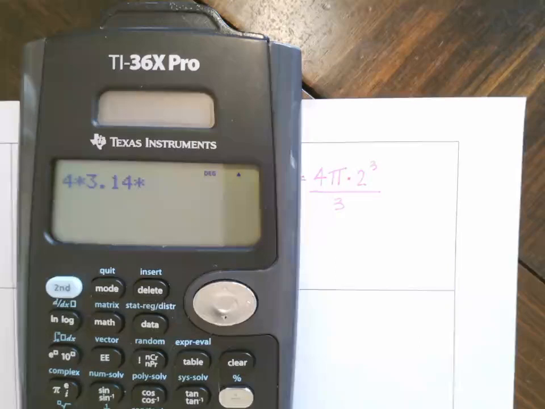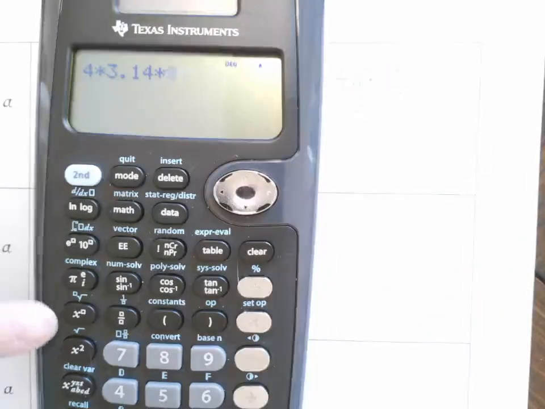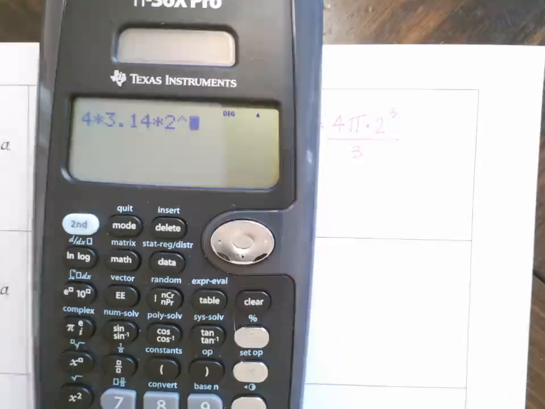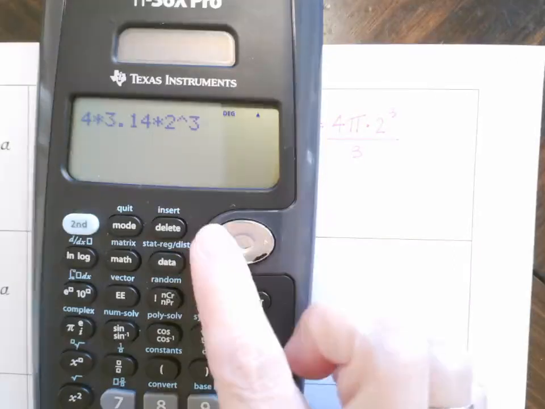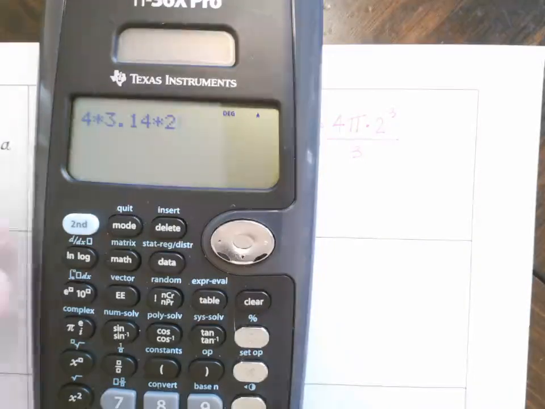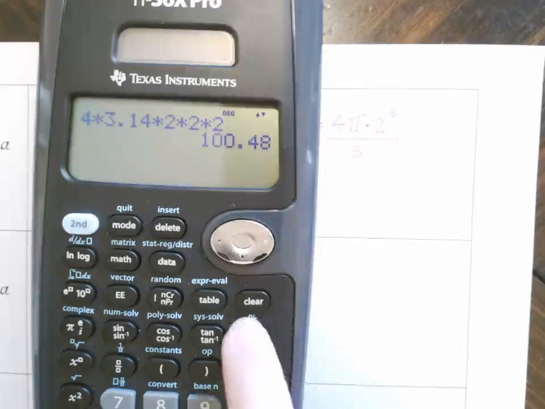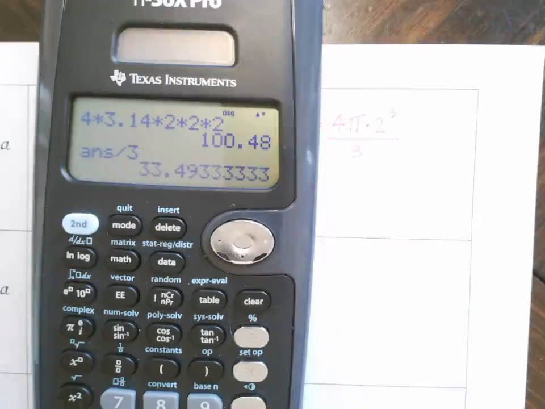Let's say you know how to do an exponent. Let's say you don't know how to do an exponent. You can still work this out. If you know how to do an exponent, there is an exponent button over here. You would say 2, press the exponent button, to the third. Or let's say you didn't know that. Another way to get 2 to the third is to just do 2 times 2 times 2. And then once we get our answer, we need to divide it by 3.